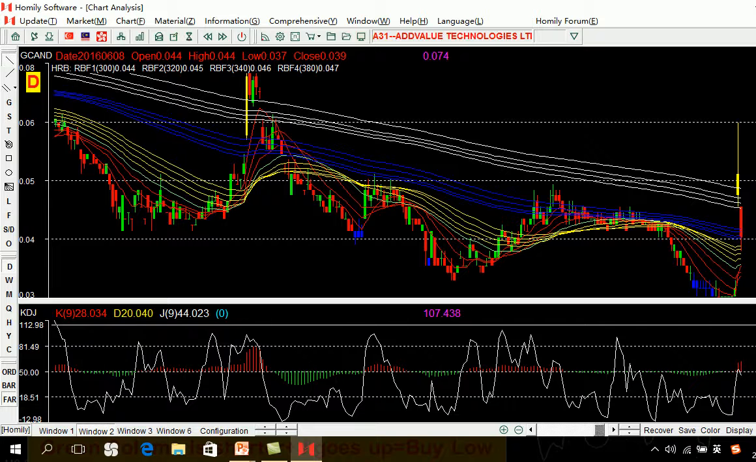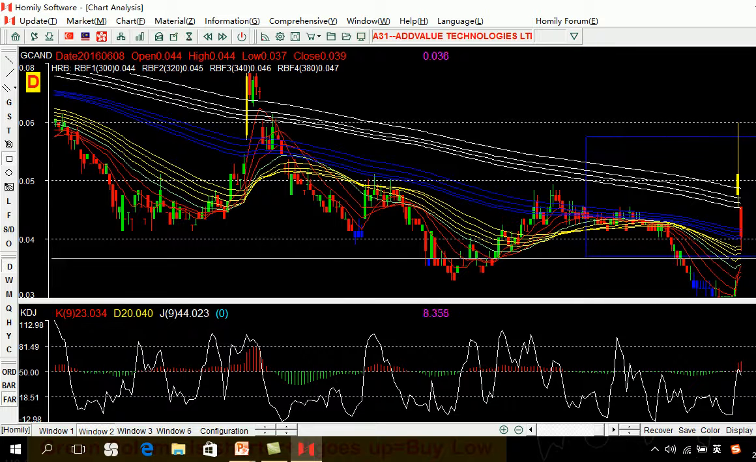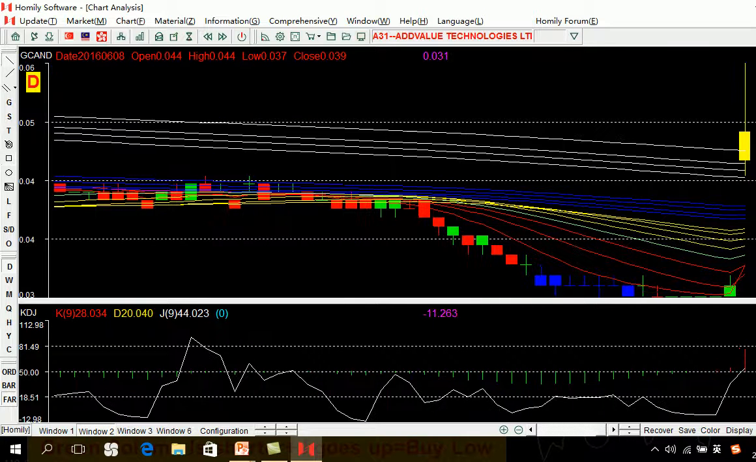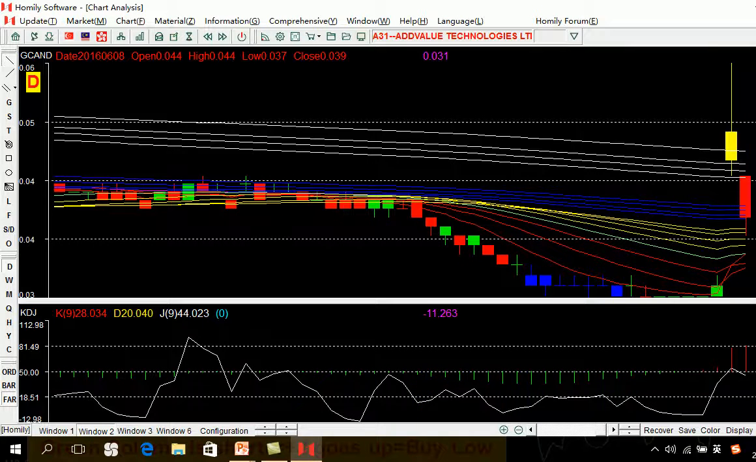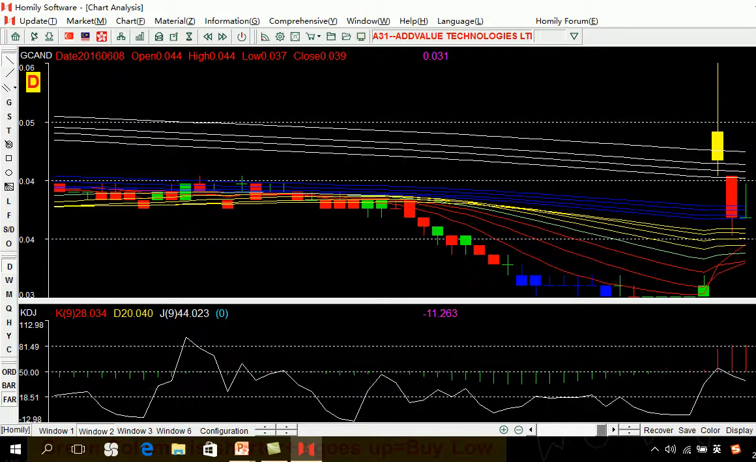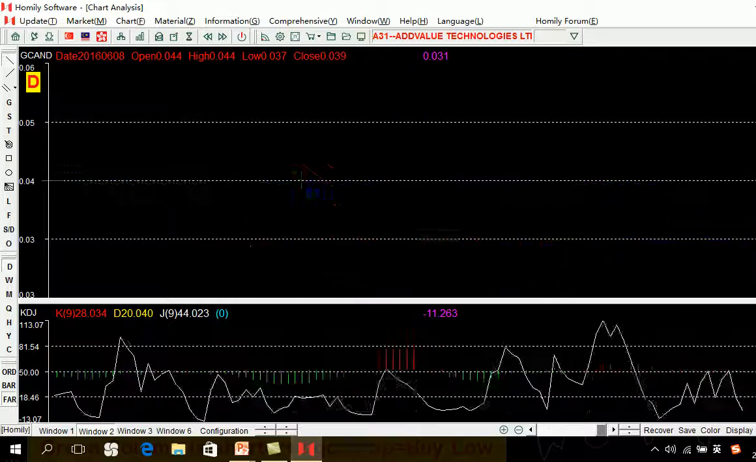But we can see here, can we buy or not? No, we can see the other day the J line goes down. So it's not good, okay? Then what's the difference with the price nowadays?